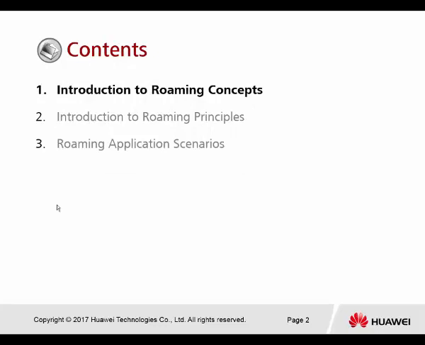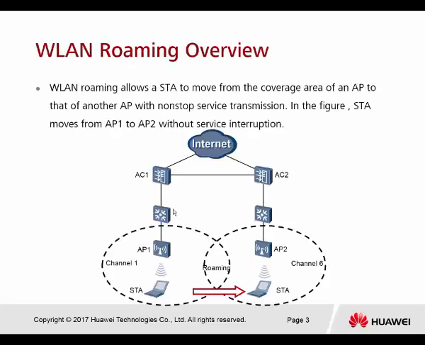Introduction to roaming concept. WLAN roaming overview. Roaming allows a STA to move from the coverage area of an AP to another AP with non-stop service transmission. So in this figure, the STA moves from AP 1 to AP 2 without service interruption. This process is called roaming.